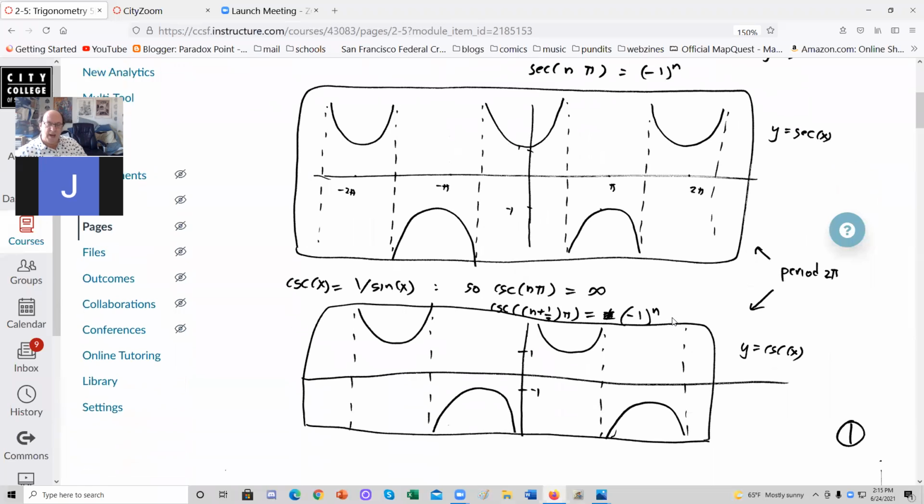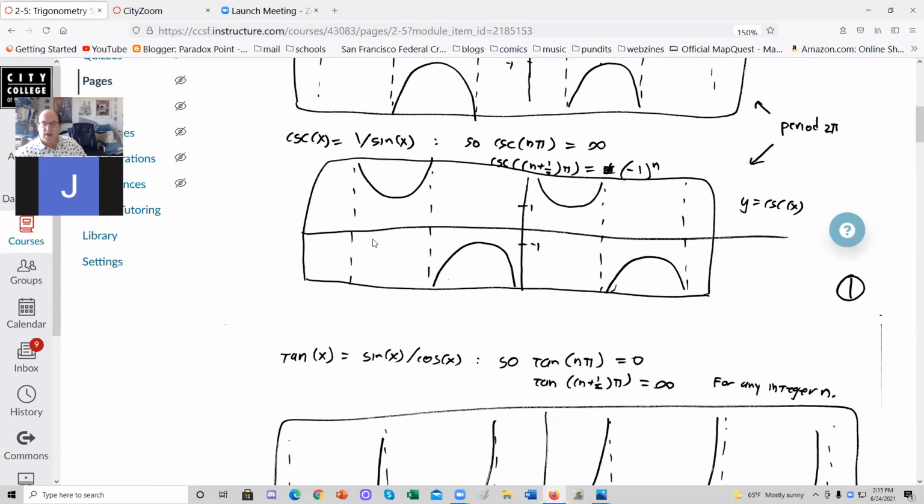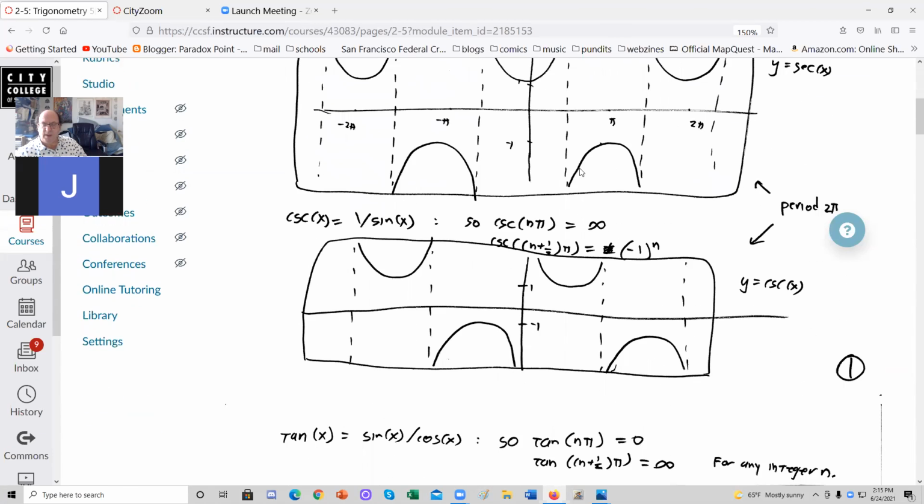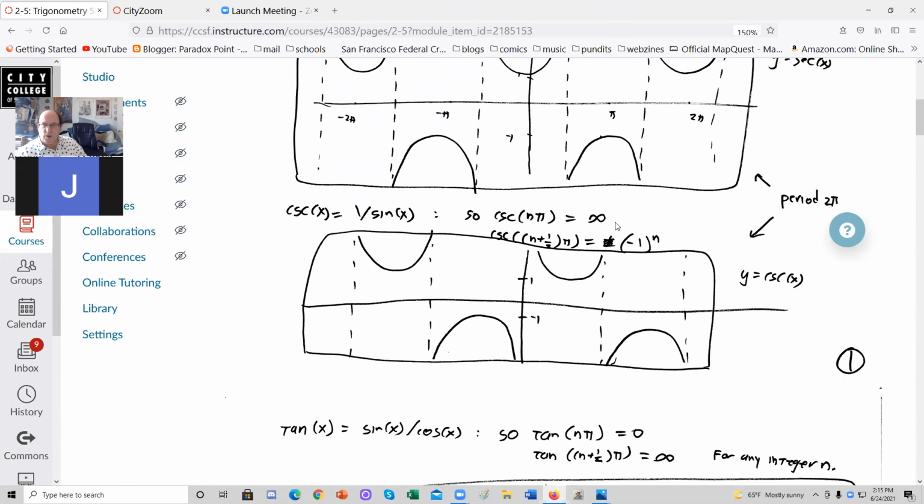Cosecant is 1 over sine, so it's infinity whenever sine is 0, which is at integer times pi, and it's at plus or minus 1 when sine is at plus or minus 1, at integer and a half times pi. So cosecant of integer times pi is infinity. Cosecant of integer and a half times pi is negative 1 to the n. It goes to infinity at 0, pi, 2 pi, minus 2 pi, and so on. And rather like the secant graph, this graph uses upwards U's and downwards U's, again repeating with period 2 pi.